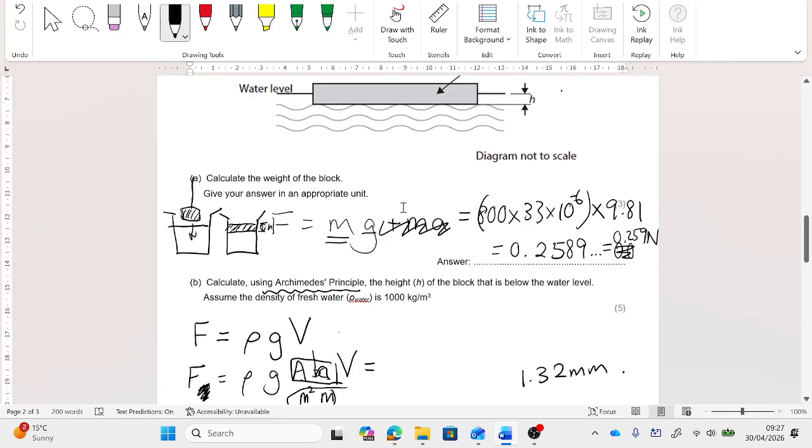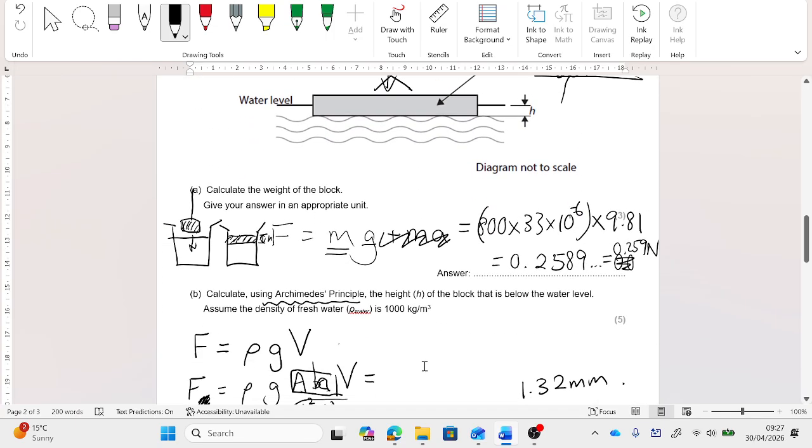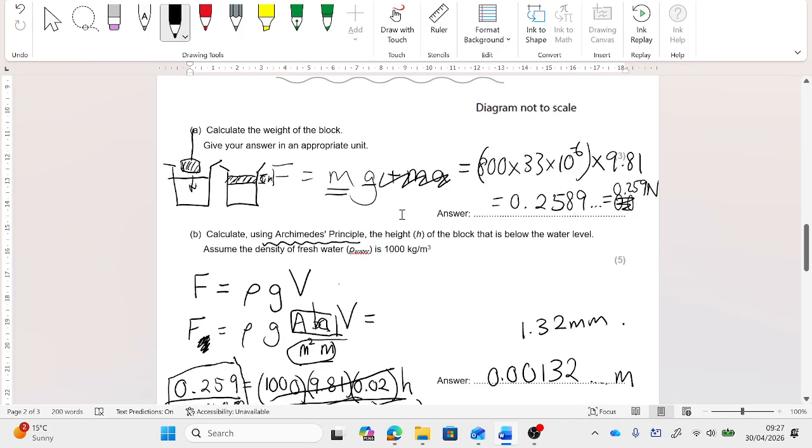So what we'll do, just before we stop the video, 1.32 millimeters and 0.2589. I'm just going to close this because it's slowing down my computer. In fact, yeah, let's just go with that. I'm just going to stop the video now.